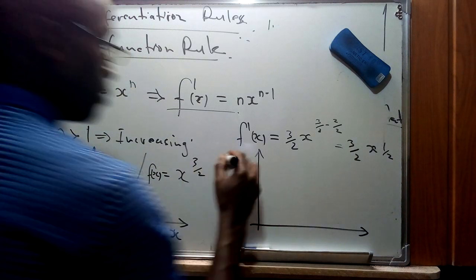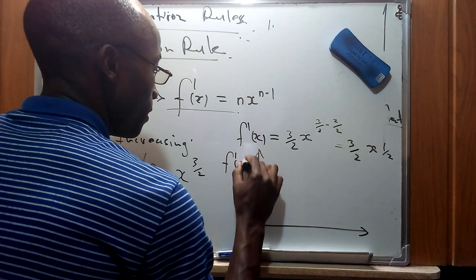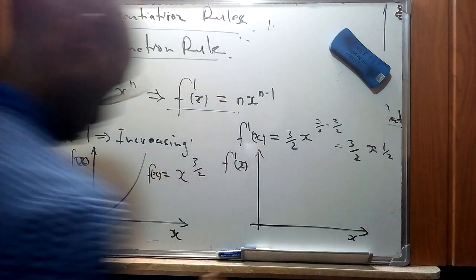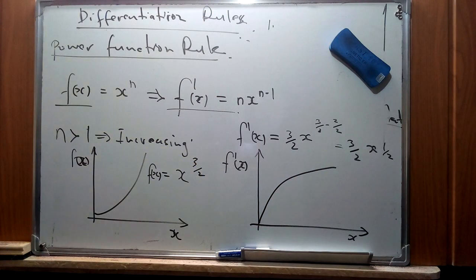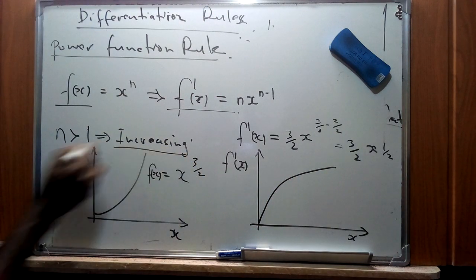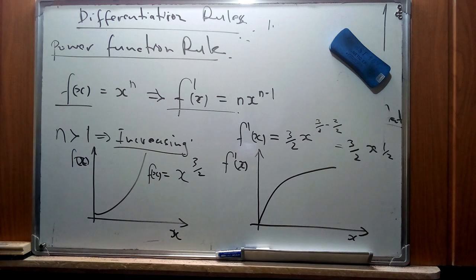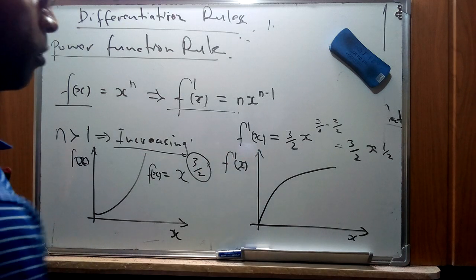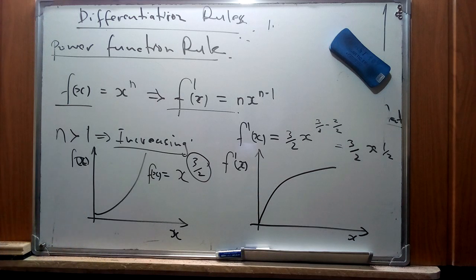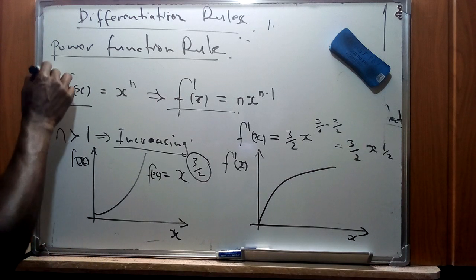of this nature. So this will be f prime of x against x, and then we are going to have a function that is behaving like that. So we say that when n is greater than 1, basically, which is an exponent, this is 1.5, so it's greater than 1, the f prime of x, which is our derivative, is going to have an increasing function, which is going to behave like that. So that is scenario A.